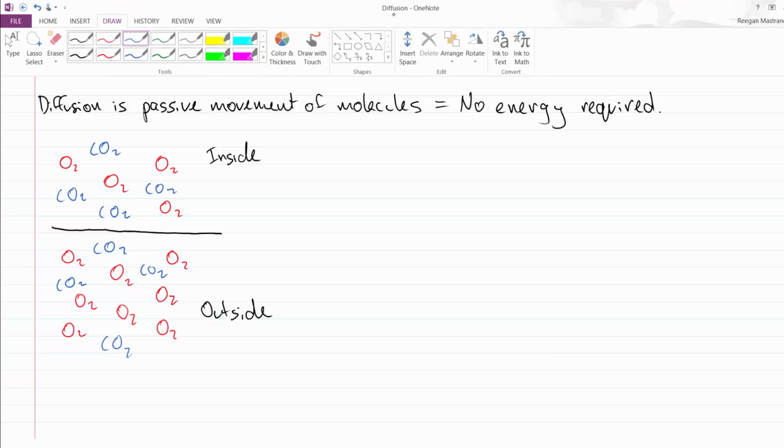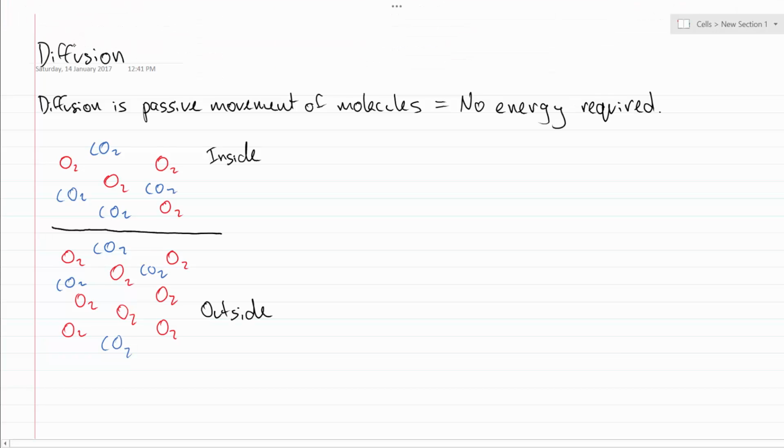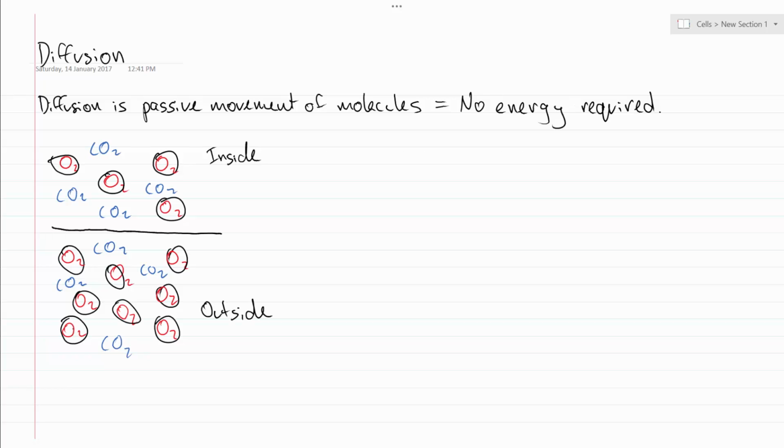So if we look at our example over here on the left hand side, we have 1, 2, 3, 4 oxygen molecules on the inside of the cell. We have 1, 2, 3, 4, 5, 6, 7, 8 oxygen molecules on the outside of the cell. So we have a discrepancy. There's double the amount of oxygen outside of the cell than there is inside of the cell. If we look at carbon dioxide, the carbon dioxide has 4 inside and 4 outside. So they're equal. They're happy. There's no concentration gradient. There's no difference. Whereas oxygen, there is a difference.